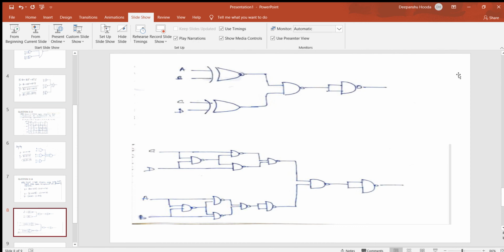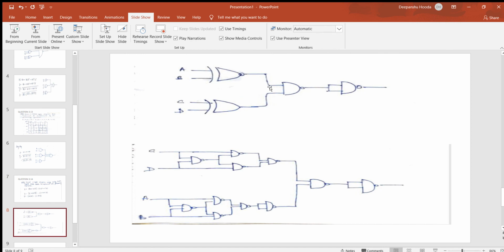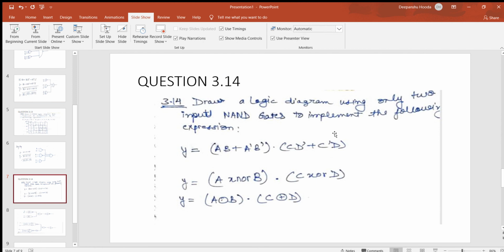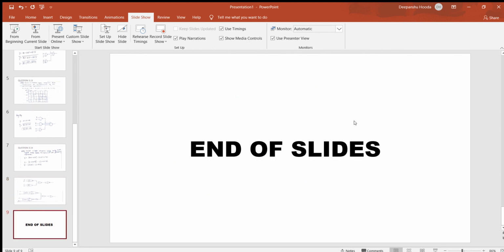So we have designed this circuit using this expression, but we have to convert this XNOR and XOR in terms of NAND gates, which is done here. This is C XOR D, this part right here, and this is A XNOR B. So using this only we have created this circuit. So we have covered this topic also. We have used two input NAND gates to design the logic diagram for this question, which brings us to the end of the slide. Thank you.